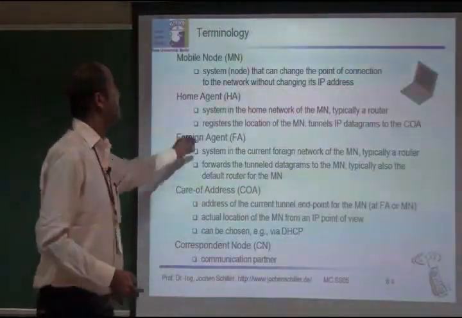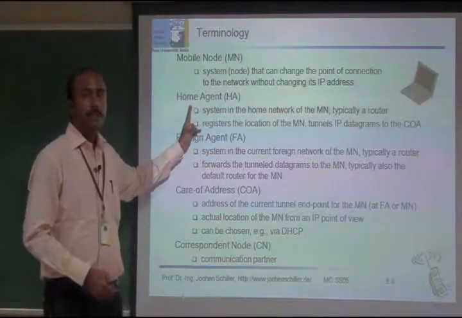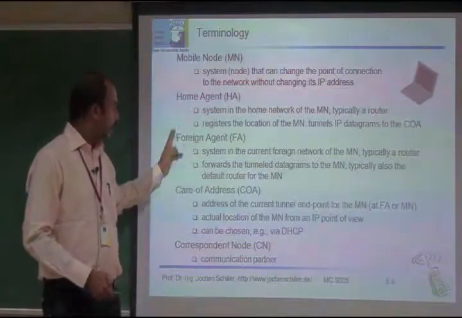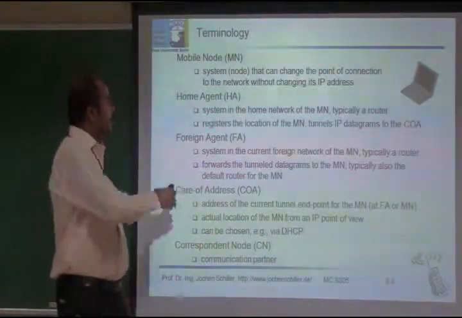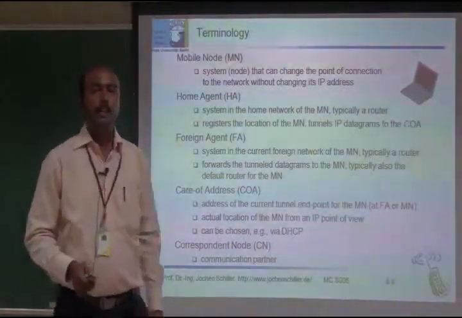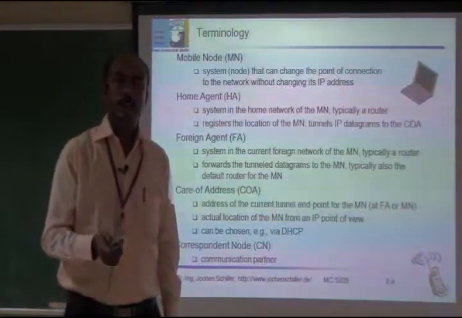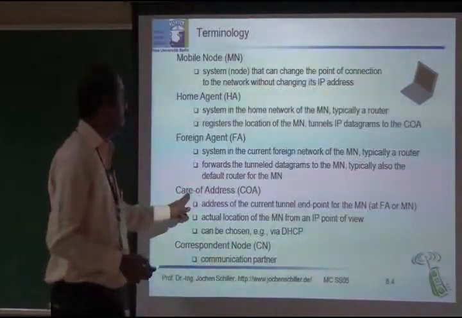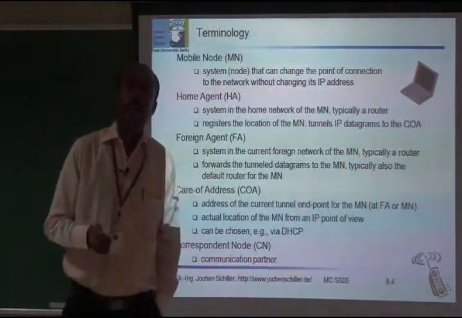Then these are the terminologies used in mobile IP. Mobile node, that is called as MN, and home agent, that is another entity, and foreign agent, and care of address, and correspondent node. So among these 5 terminologies, care of address is a very important thing, because already I have said that by using the IP destination address only, we are going to transmit the data through mobile IP. So there are 2 types of care of addresses: foreign agent care of address and co-located care of address.